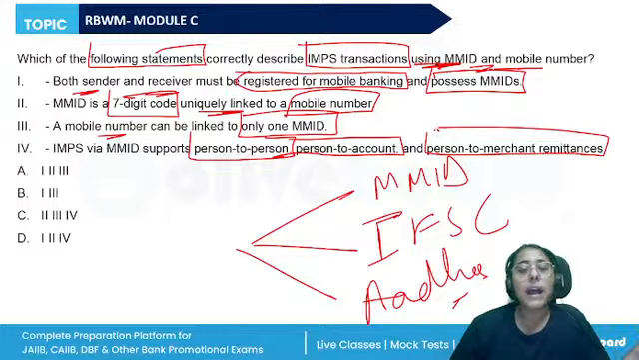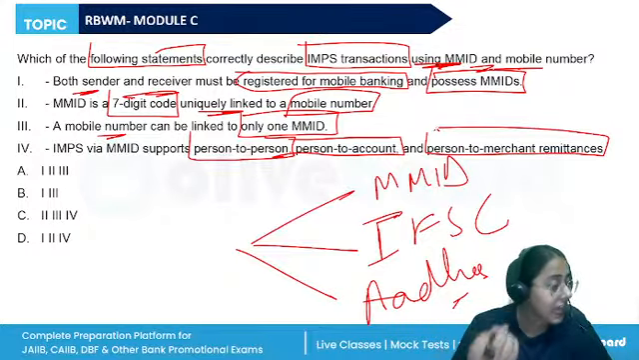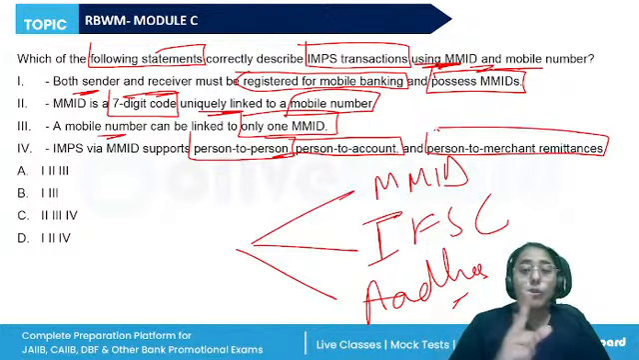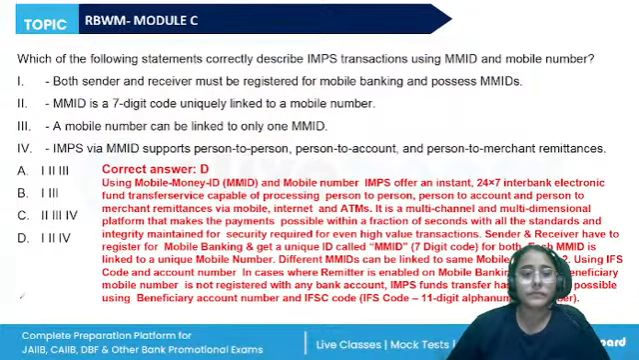So if I am having more than one account, or if I'm having accounts in more than one bank, I have registered for mobile banking for each of the banks, and the mobile number is the same. I can link more than one MMID to the same mobile number. All right, so only statement 3 is incorrect. 1, 2, and 4 are correct.